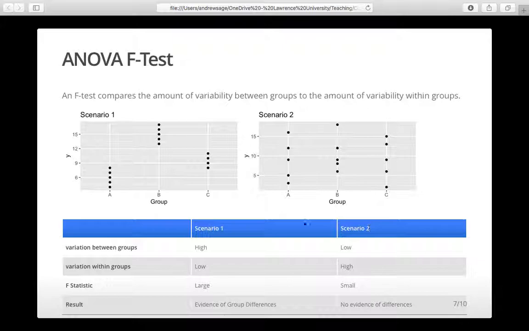To recap, when we have high variability between groups and low variability within groups, that provides strong evidence of differences in the means between groups. In that situation, the F statistic we'll calculate will be large.